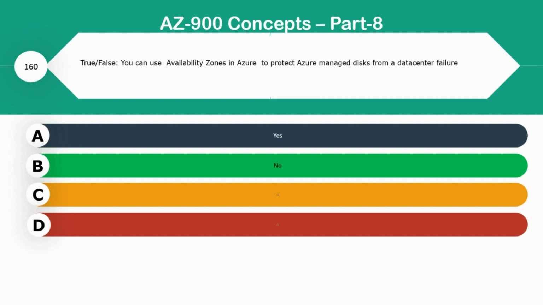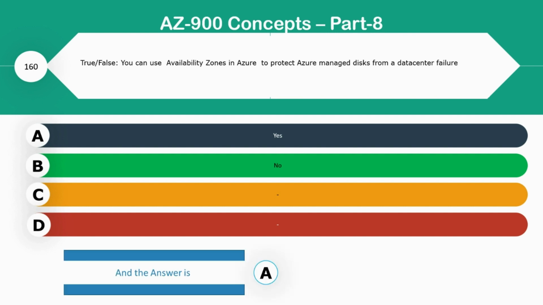Next, true or false. You can use availability zones in Azure to protect Azure managed disks from a data center failure. Options are yes, no. The right answer is option A, that is yes. Azure managed disks are part of a data center, so any failure at the data center level will be handled at the availability zone level. So the right answer is yes.